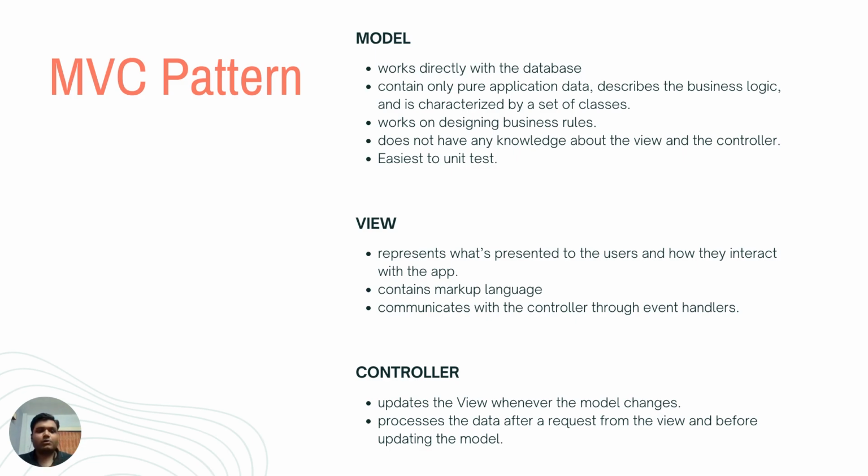And then comes the controller layer. The controller layer is nothing but the middleware between model and view, and it updates the view whenever the model changes. So let's say you have pressed a button and you expect to see a change in the app or your web application. The change is done by the controller, and it processes the data after receiving a request from the view or before updating the model.